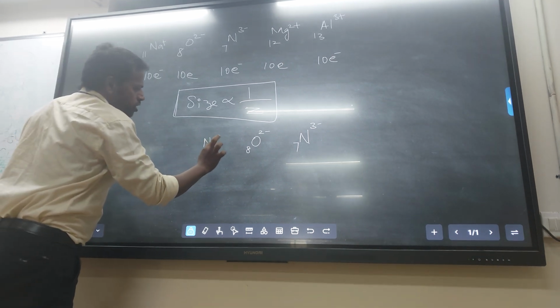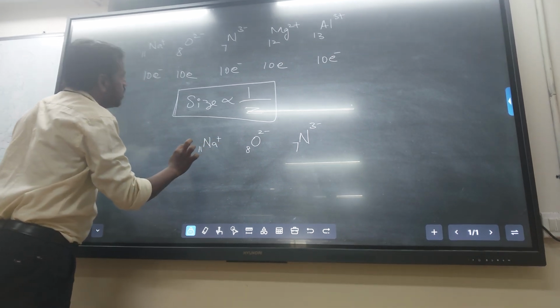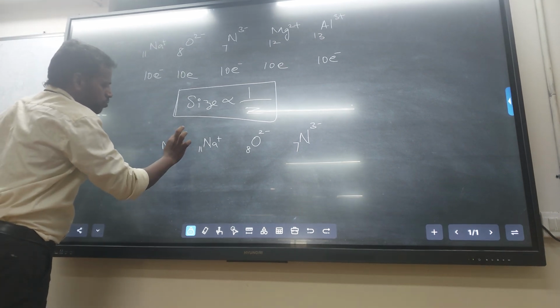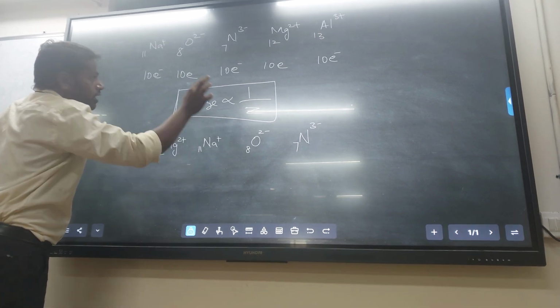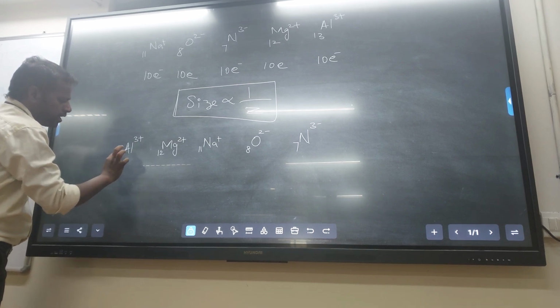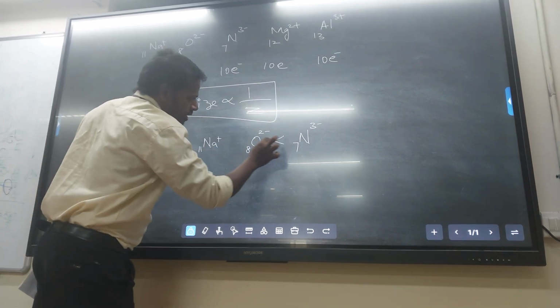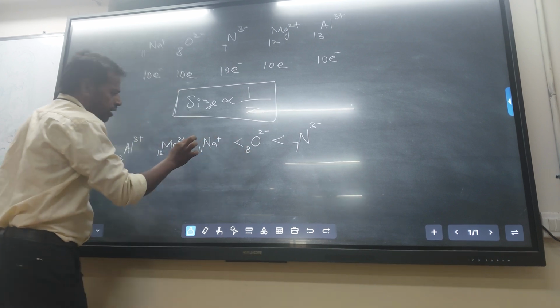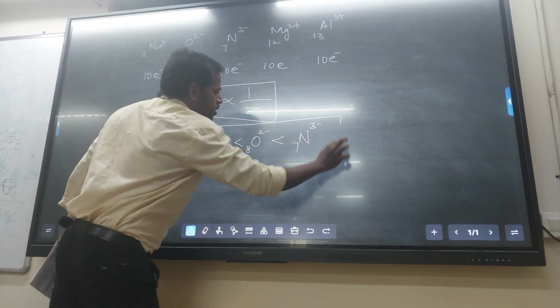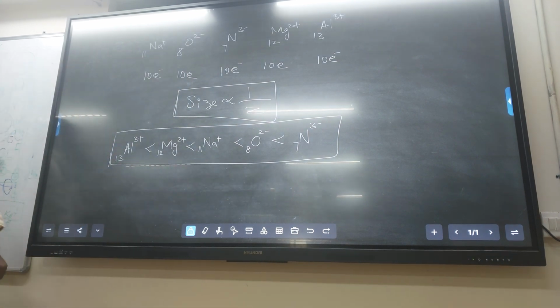Sodium 11, right? Then 12, magnesium 2 plus, 12. Then aluminum 3 plus, 13. So this is the maximum radius. Then oxygen, then sodium, then magnesium. This is the order of the above ions, in increasing order.